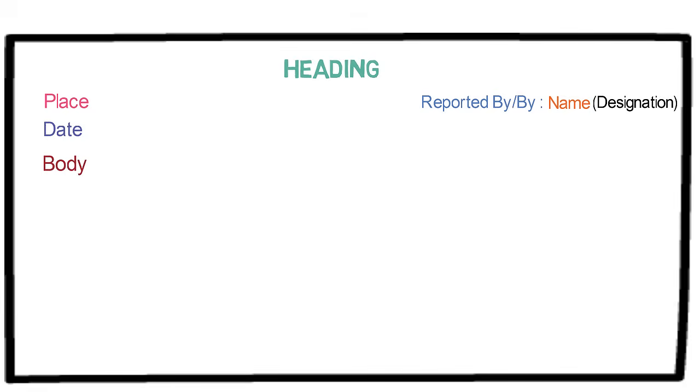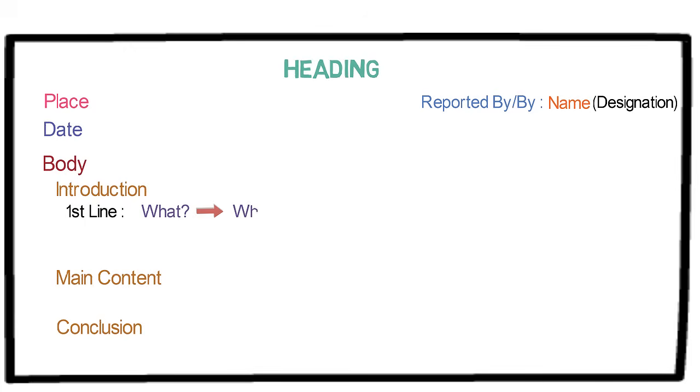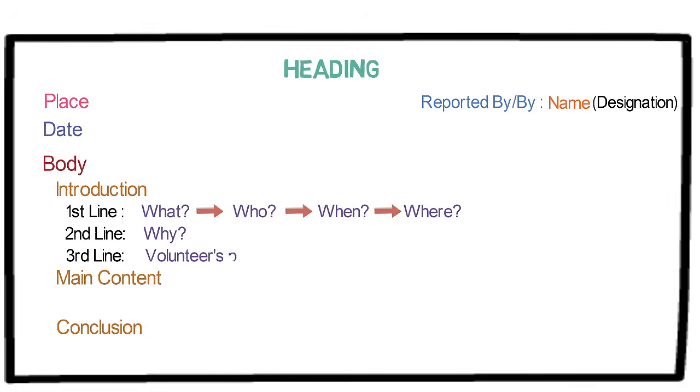Body of the report is divided into 3 parts: introduction, main content and conclusion. In the introduction, in the first line, answer the questions in the sequence. What is the event? Who conducted it? When was it conducted? And where was it conducted? In the second line, answer the question why it was conducted. And in the third line, you can write the participants or volunteers that participated in the event. When you fulfill this, your introduction will be completed.